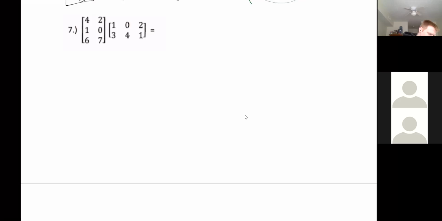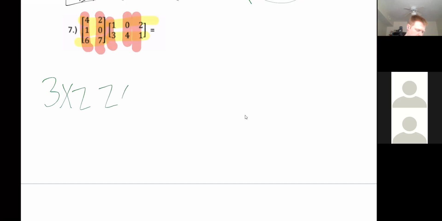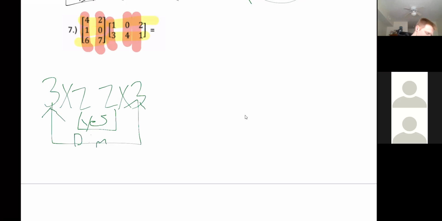So the first thing we want to do, though, like in all these problems, is figure out our dimensions. So this one has 3 rows, and it has 2 columns. So that's a 3 by 2. The second matrix has 2 rows, and it has 3 columns. So that's a 2 by 3. So our inside numbers do match. All the problems today have worked, but you will come across some problems where they don't. So our answer is going to be a 3 by 3 matrix.